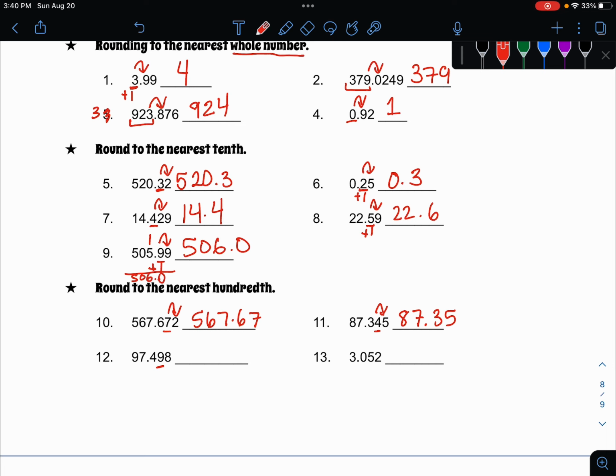Look at question 12. We have 9 in the hundredths place. Next door is an 8. So we would raise the score. So plus 1. Since it's 9, it would be 10. We have to carry it over. So it would be 97.5. Okay, number 13. We have a 5 in the hundredths place. Next door is a 2. Less than 4, so we let it rest. So yeah, that concludes this video.